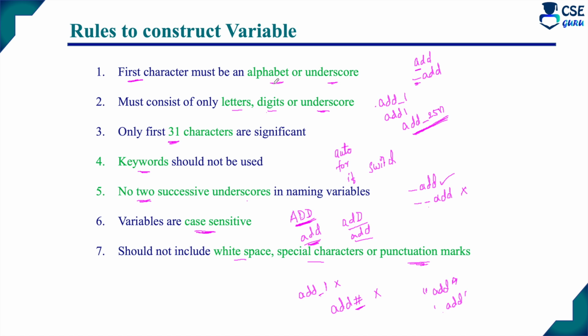So first character must be an alphabet or underscore. We should name a variable with a combination of letters, digits and underscore, but the first character should be an alphabet or underscore. And the length of the variable name should be a maximum of 31 characters. You should not use a keyword. No two successive underscores should be used. And variables are case sensitive. You should not include white space, special character or punctuation mark. So these are all the rules you should follow while naming a variable.